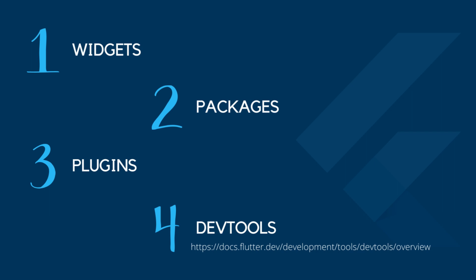Third is the plugins. A plugin is a wrapper of a native code that adds capabilities to your app, meaning it adds a specific functionality to your app. For example, a camera plugin. And lastly, we have DevTools. But before that, I'll need to introduce Pub. Pub is the package manager for the Dart programming language, and it's what you use to actually add plugins and packages to your project. So let's talk about DevTools.